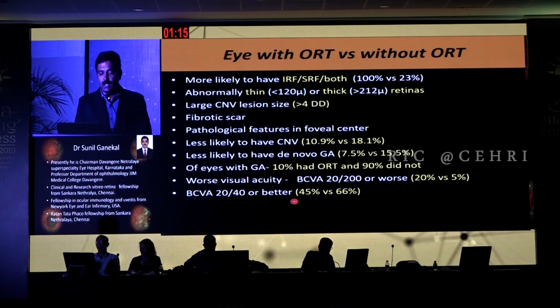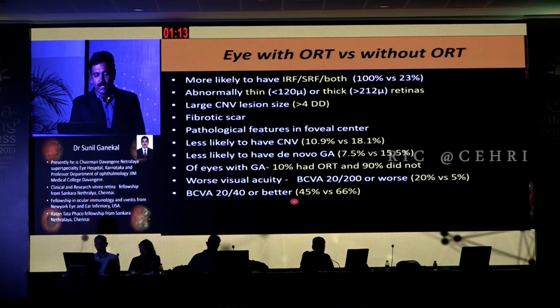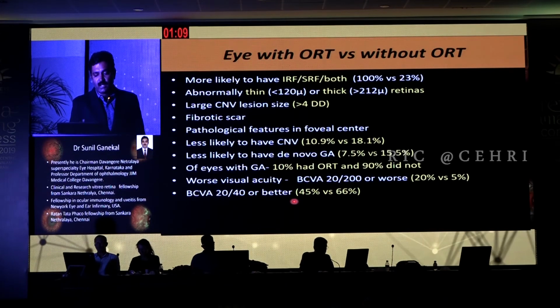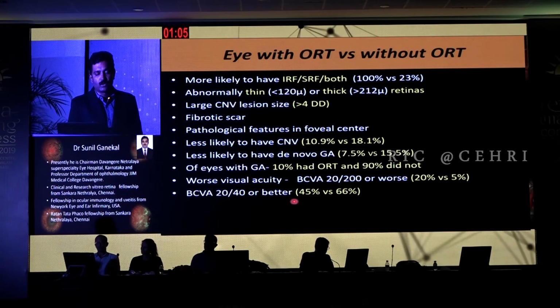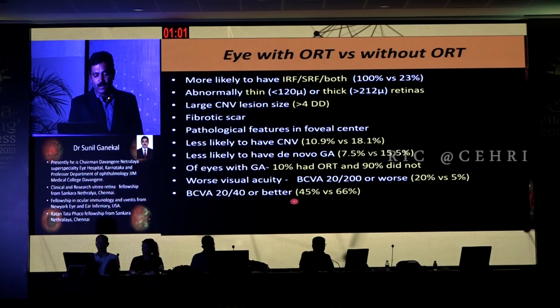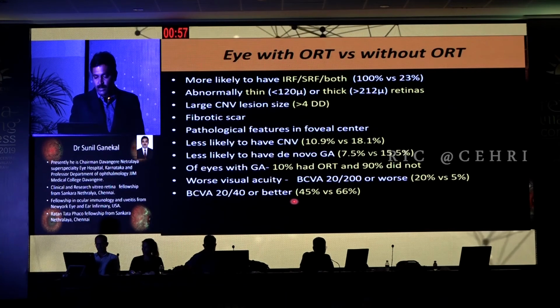Typically these patients with ORT are more likely to have intraretinal fluid, subretinal fluid or both. Abnormally thin and thick retinas are seen. Larger CNVM lesions are associated. Pathological features you tend to see in the foveal center. They are less likely to have a CNVM, and usually they will be associated with a poor visual acuity.